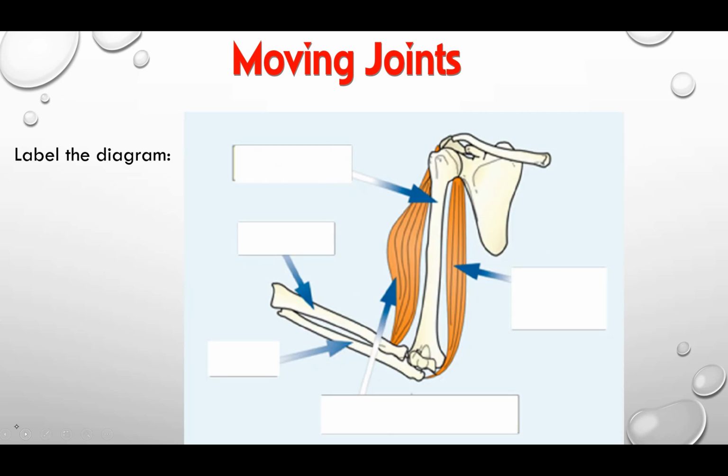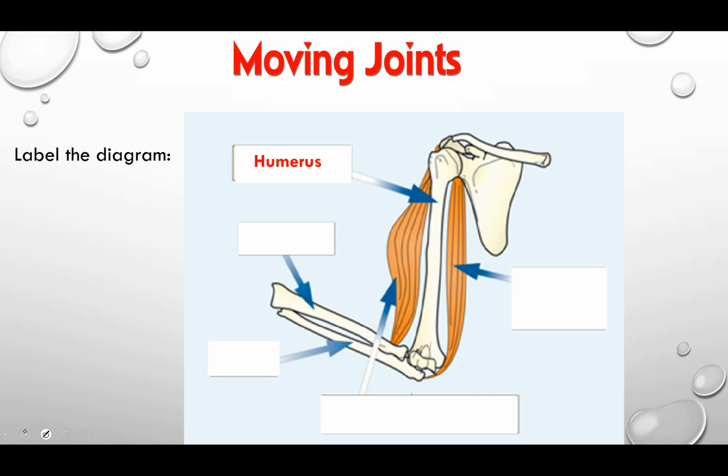And on the opposite page, we've got a diagram. It says label your diagram up. So hopefully you can identify this bone here, the bones of the lower arm, and the muscles. So take a moment to label them. Check you have them right.